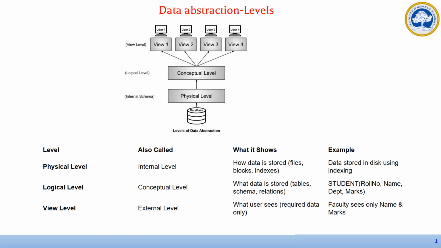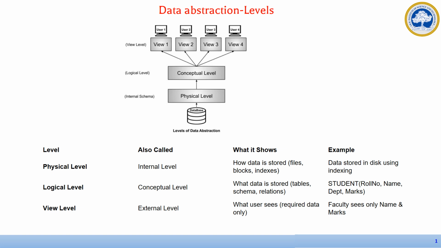So this is the data abstractions concept. We have three levels of data abstraction: physical level, logical level, and then view level. The physical level is nothing but an internal level. It shows how data is stored. An example is data stored on disk using indexing.